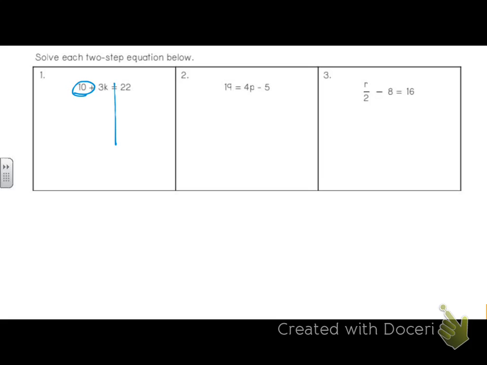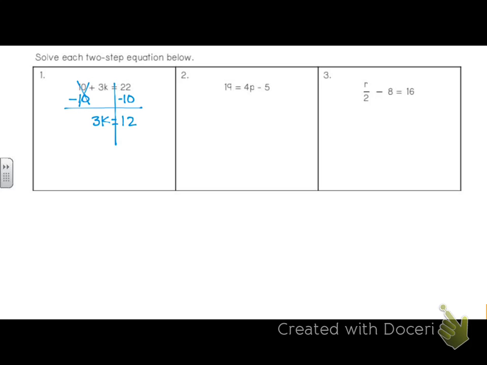We actually see that 10 is being added to 3k, and it's a positive 10. So to get rid of that positive 10, I'm going to have to subtract 10. That's going to go to 0, or cancel as I say, and leave me with 3k. And then I have to keep it balanced, so I also have to subtract 10 from the other side of the equal sign. So 22 minus 10 leaves me with 12. Bring down my equal sign. So I've kept it balanced by subtracting 10 on both sides, and I've undone adding 10 by subtracting 10.